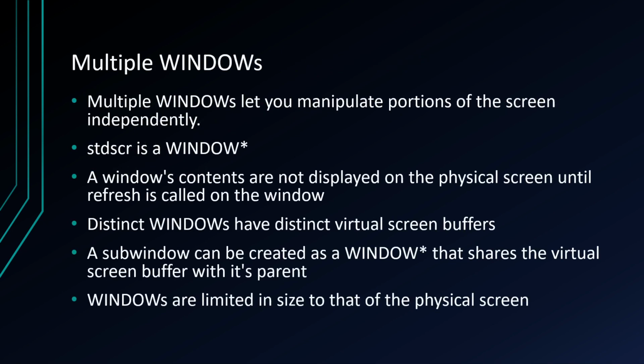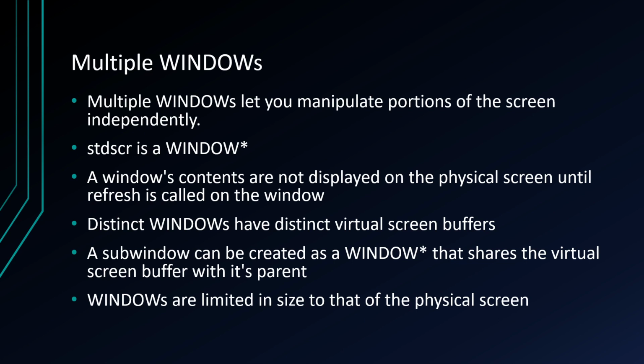You can have multiple windows where you can position a window data structure for different regions of the screen, so you can update different regions of the screen independently in a convenient way, and then just call refresh and have them all copied to the physical screen. And a window's contents are not displayed on the physical screen until refresh is called. Distinct windows have distinct buffers in host memory to represent the contents of the screen.